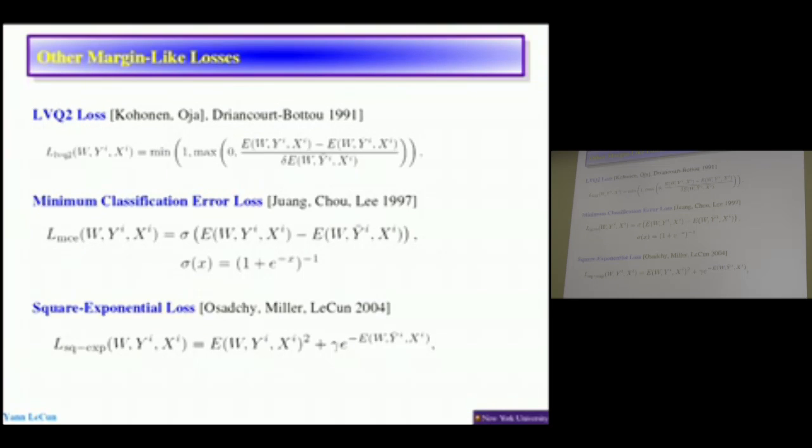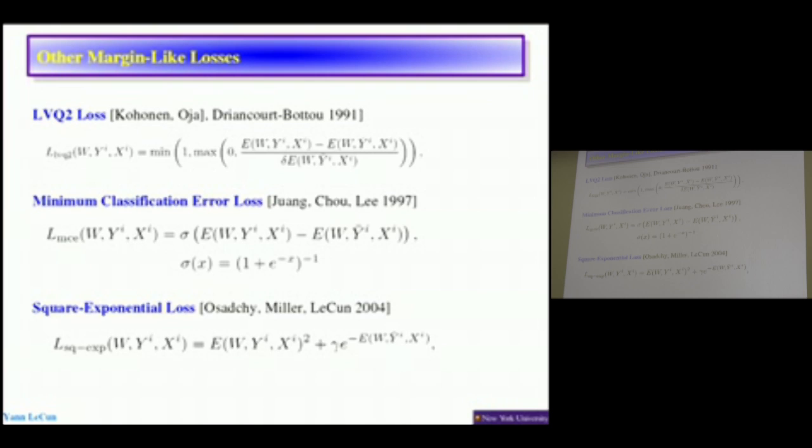So here it's a little complicated. It's kind of a normalized energy difference. You want to make the energy of the correct answer low, and the energy of the most offending incorrect answer high. You normalize by some sort of normalization term that depends on the energy of the most offending incorrect answer. I'm not going to go into the details of this.